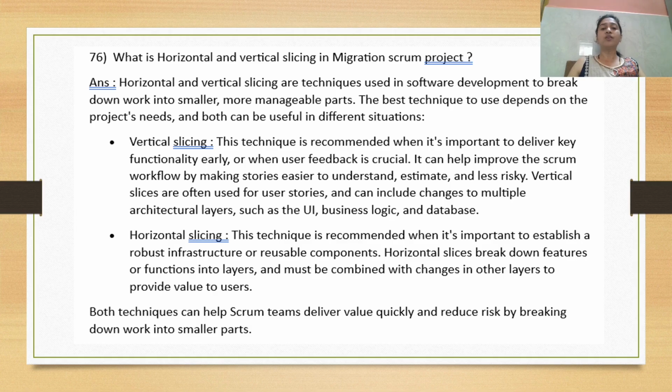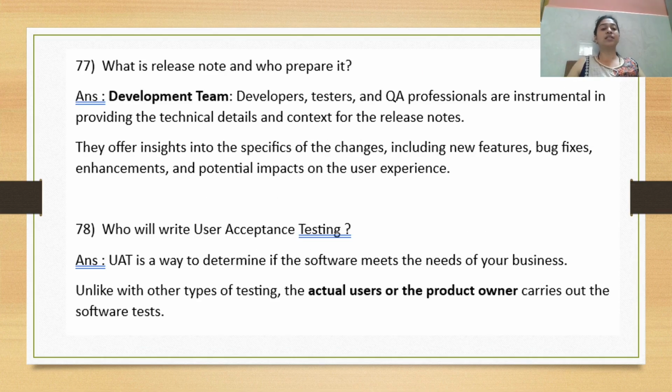Got it? Then, what is horizontal slicing? This technique is recommended when it's important to establish a robust infrastructure and reusable components. Horizontal slicing breaks down the features or functions into layers and must be combined with changes in other layers to provide value to the users. Got it? Both techniques can help Scrum teams deliver value quickly and reduce risk as well by breaking down the work into smaller parts. Got the difference? Yeah. So let's go ahead and see the next question.